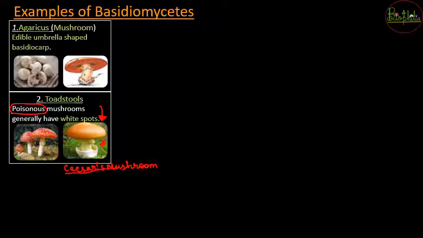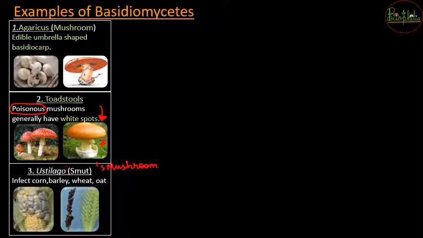So you might get a question, Caesar's mushroom belongs to which particular group of fungi? So it is going to belong to Basidiomycetes. So just for your extra information, I have mentioned it over here. Next is going to be about Ustilago. Ustilago is going to be called smut, and this is an NCERT point, and you need to remember it as it is because NCERT points are very important.